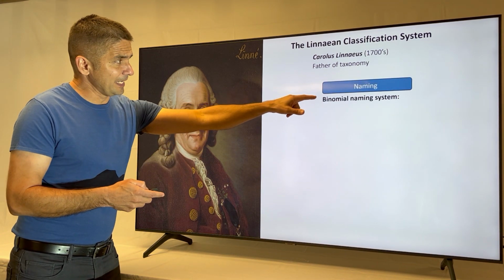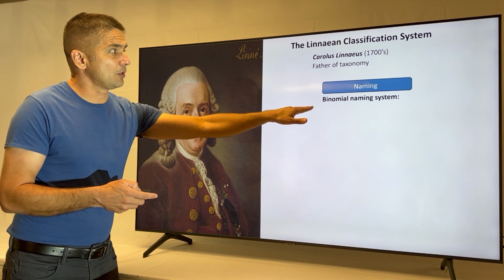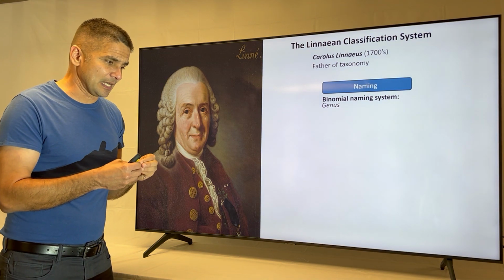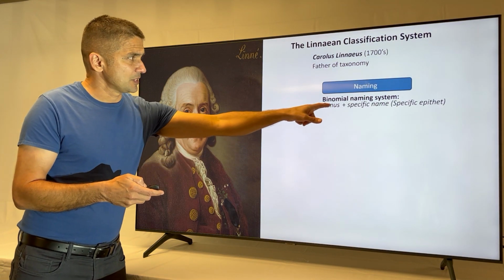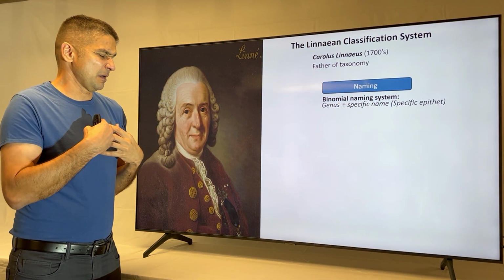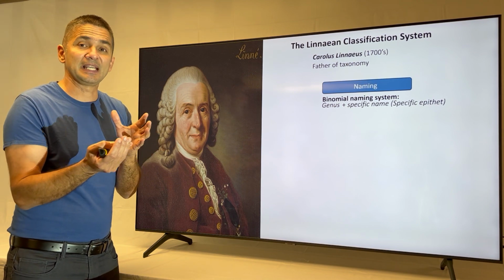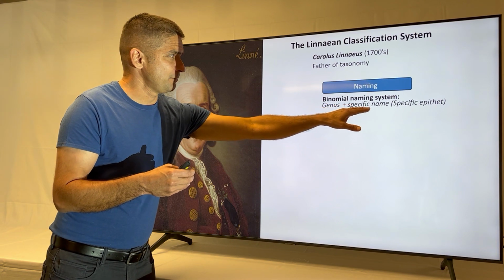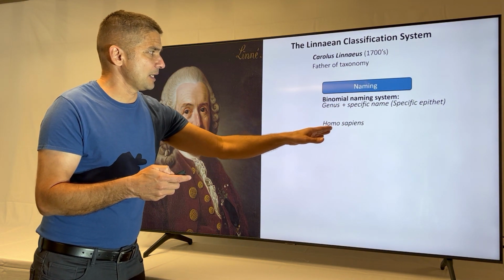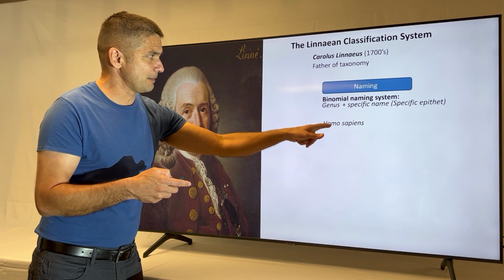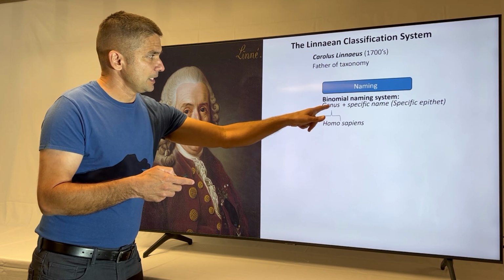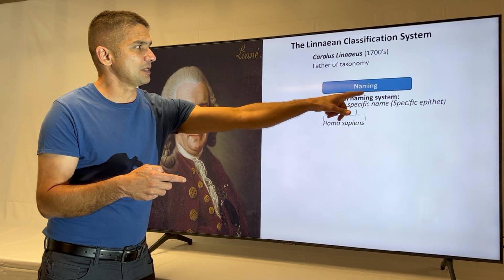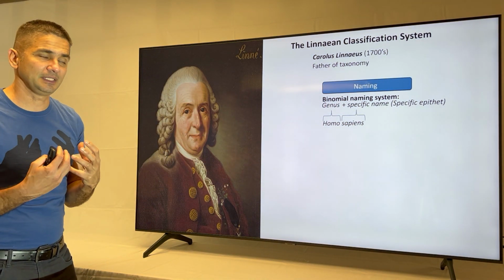As it comes down to the naming, he decided to use what is called a binomial naming system. Basically, every species is going to have a name made of the genus and a specific name. Like every person has a first name and a last name, he came out with a similar system. Let's look at an example, Homo sapiens. In the case of Homo sapiens, Homo is the genus and sapiens is the specific name. The specific name is also at times called the specific epithet.